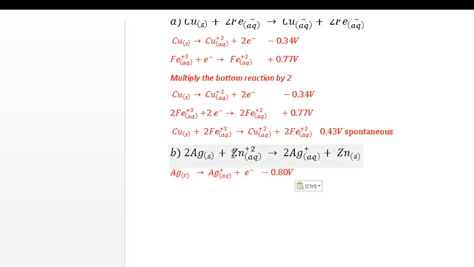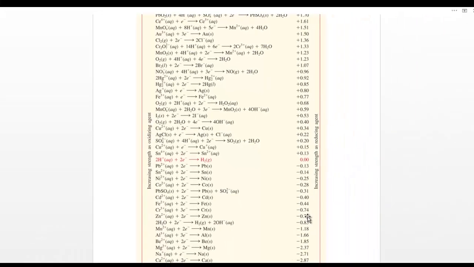And the other half reaction, well, it obviously has to be oxidation. If this one is, it obviously has to be a reduction. If this one is oxidation, then zinc plus 2 going to zinc solid is a reduction. So let's figure out and look up how much voltage is associated with that reduction half reaction. So that one is listed right here at minus 0.76 volts.